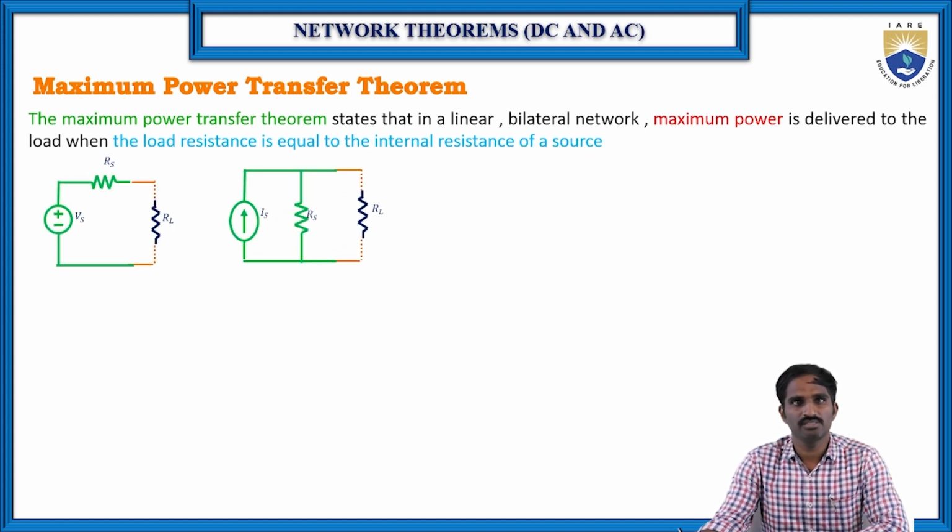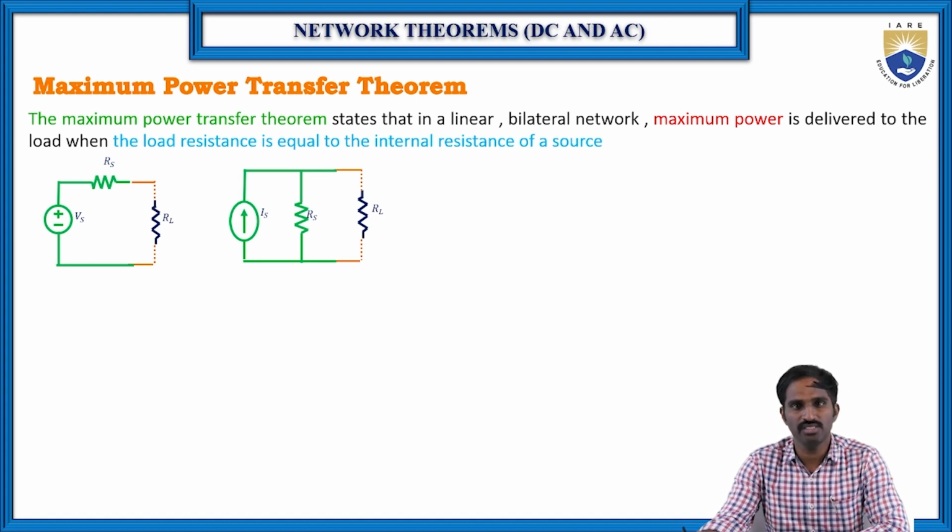Let us consider this circuit. Here VS is the voltage source, and RS is the internal resistance of the voltage source VS. Then here it is RL. When RL is equal to RS, at that particular condition, the maximum power will flow through the load resistance. That is the case when it is a voltage source.